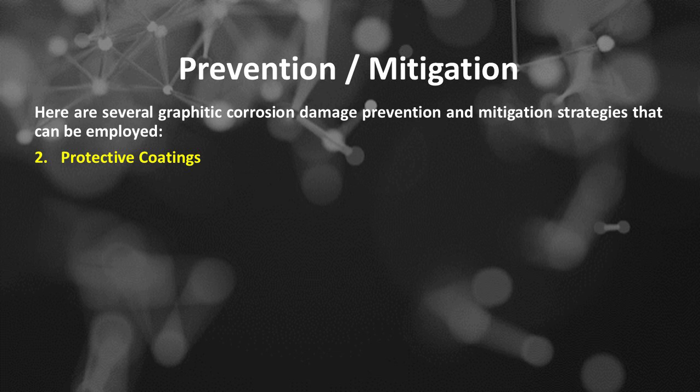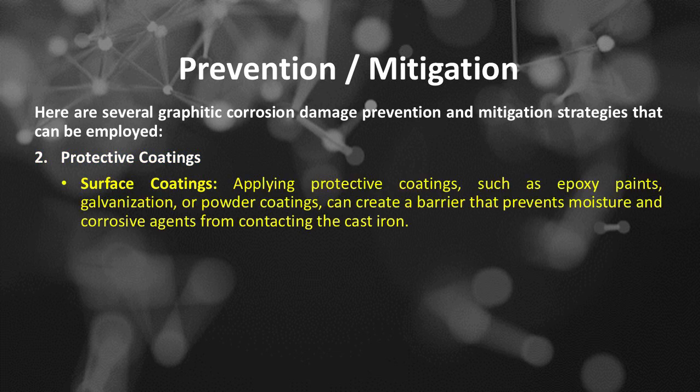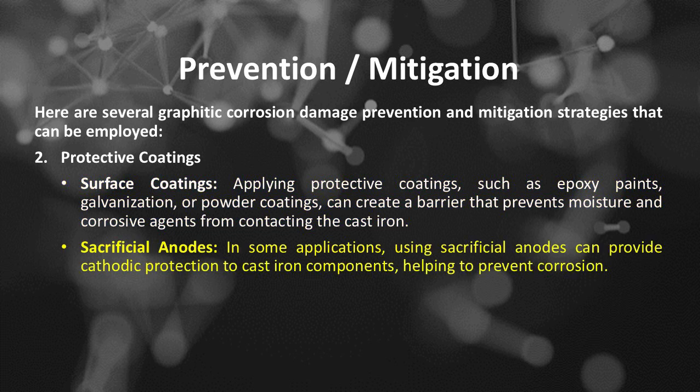Number 2 is protective coatings. Surface coatings. Applying protective coatings, such as epoxy paints, galvanization, or powder coatings, can create a barrier that prevents moisture and corrosive agents from contacting the cast iron. Sacrificial anodes. In some applications, using sacrificial anodes can provide cathodic protection to cast iron components, helping to prevent corrosion.